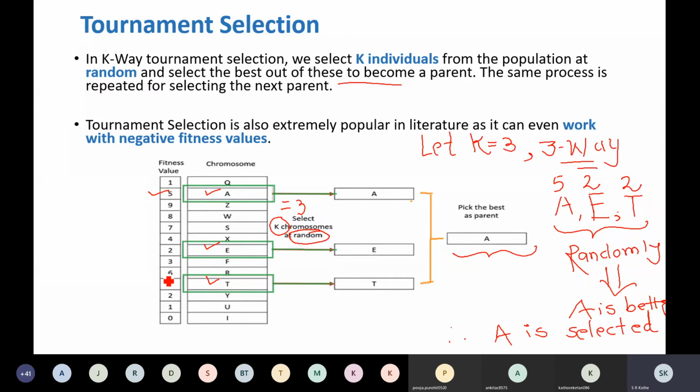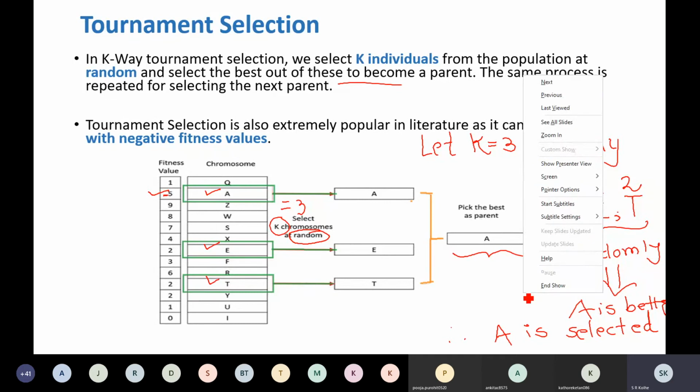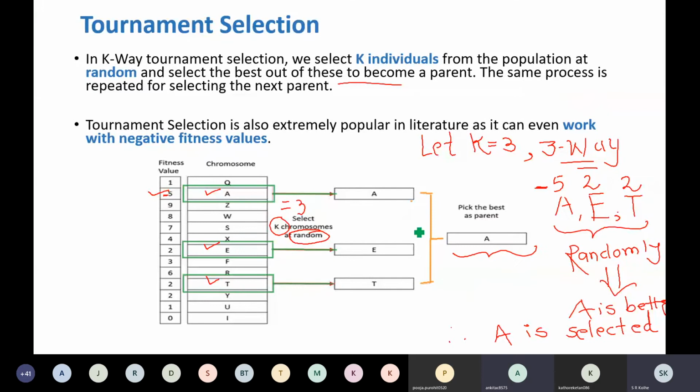Suppose this A is -5. Instead of 5, it is -5. What will happen? Which chromosome will be selected if A is -5? Either E or T. Correct. Either E or T, because they have the same fitness value, which is better than this A.